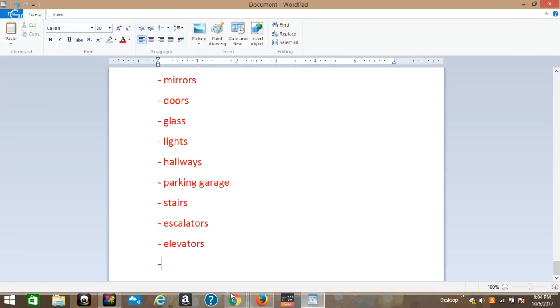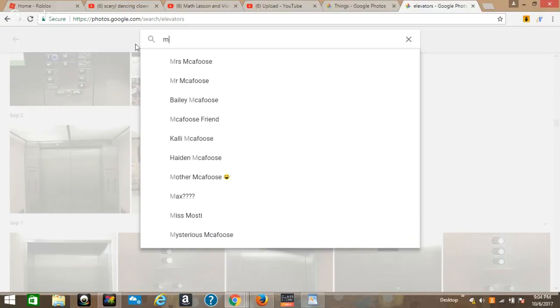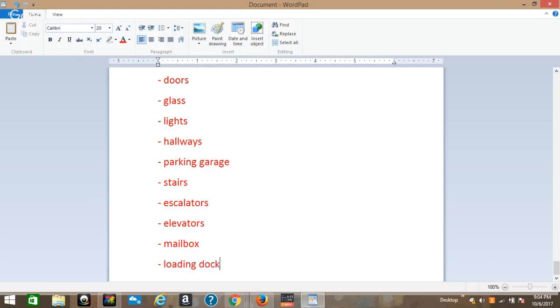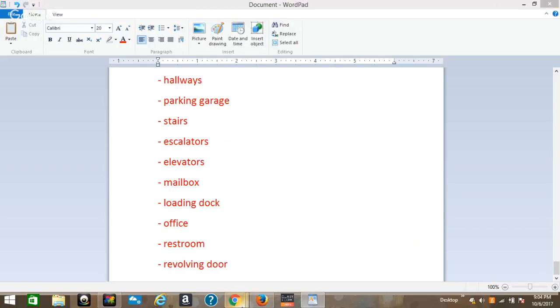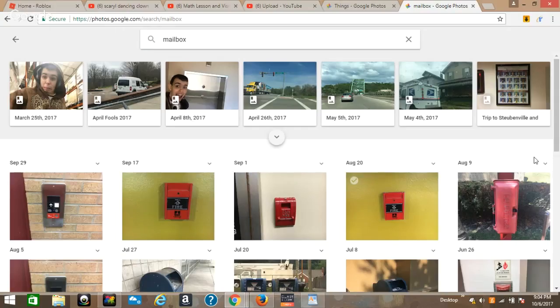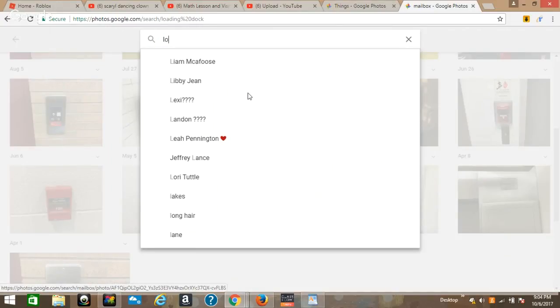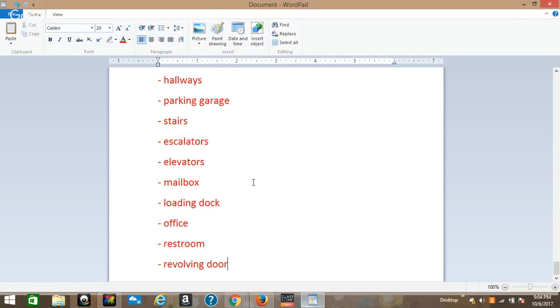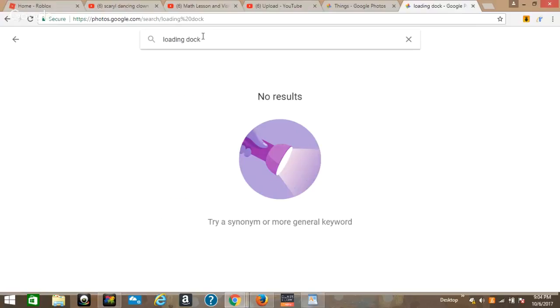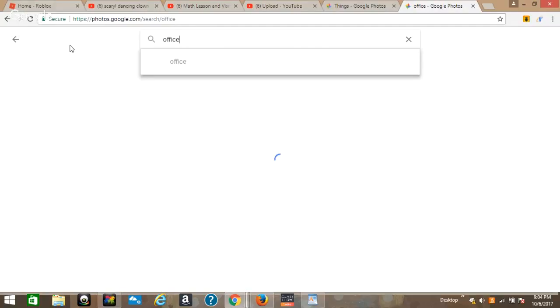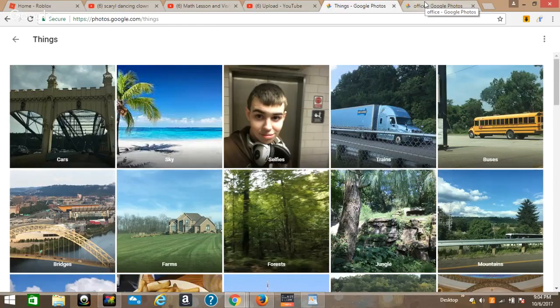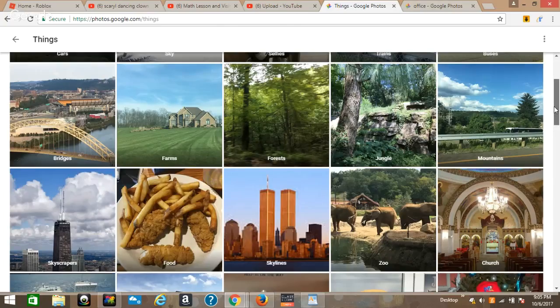Okay. Mailbox. Loading dock. An office. Two more of them.